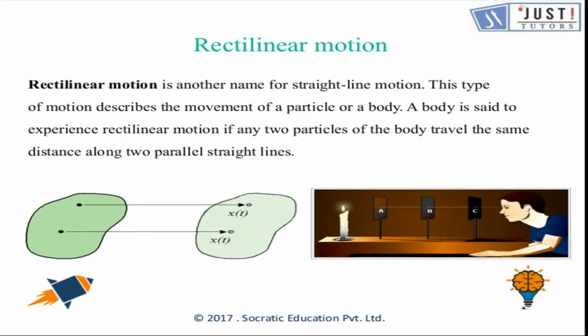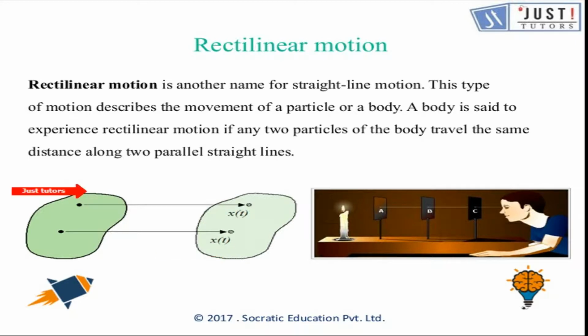So a straight line motion is basically referred to as rectilinear motion. Whenever a body is moving in a straight line path, it is said to be performing rectilinear motion. Now you can take any two particles on the moving body. If the two particles travel the same distance along two parallel straight lines, we can say that the object is performing rectilinear motion. Now one such example is right here in this picture.